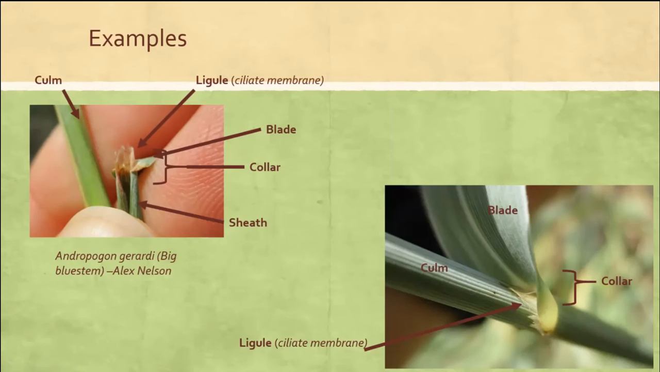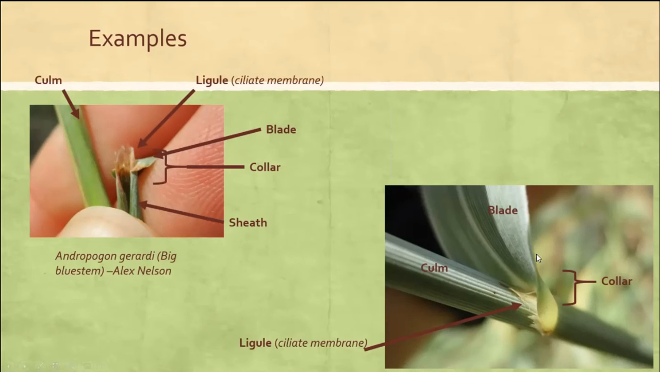And if you can't get a photograph of a ligule when you're looking at a grass, this would be a place where note-taking would come in. If you just take a note, or if you could get a ruler right there and say, well, how long is this ligule? That's another good thing to take note of.